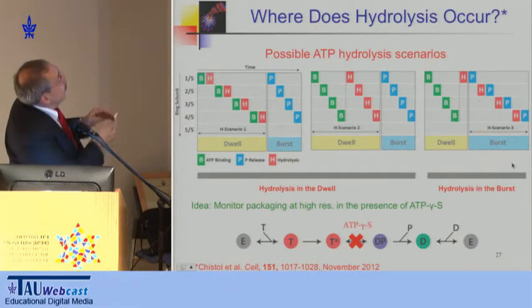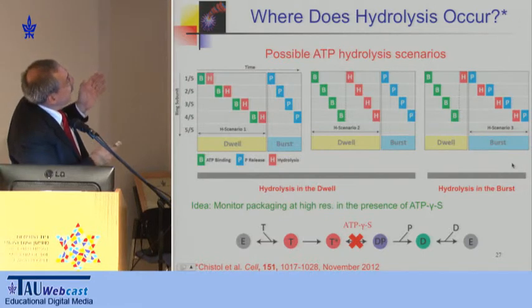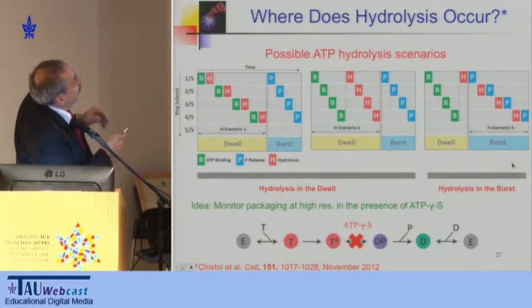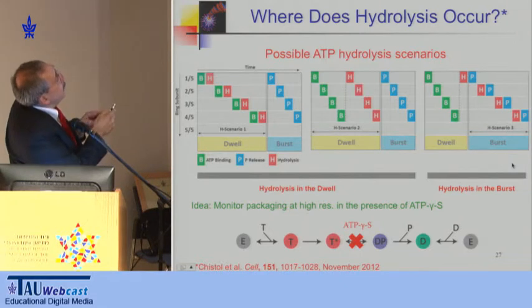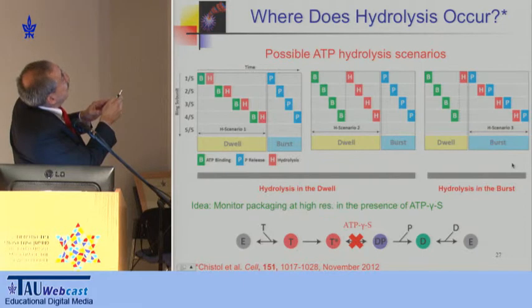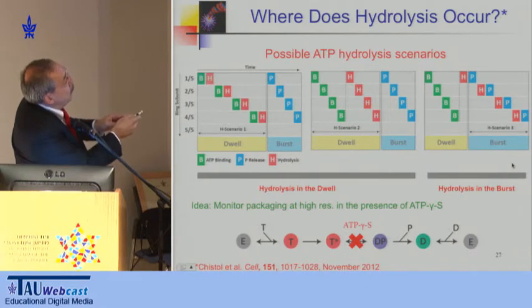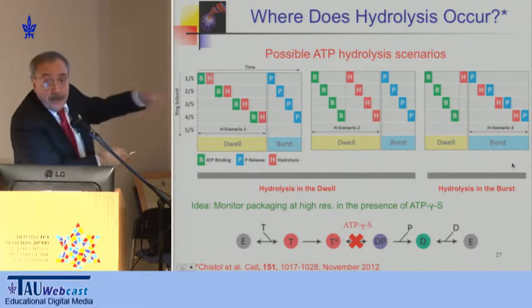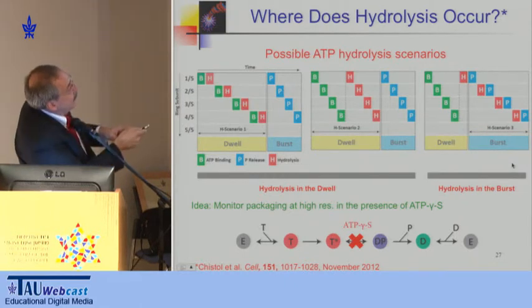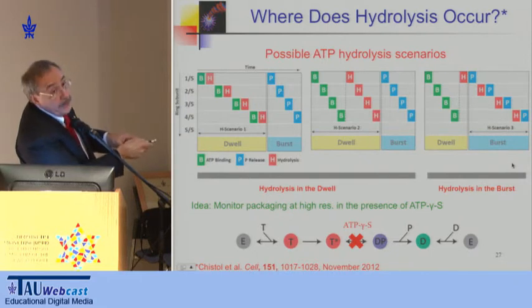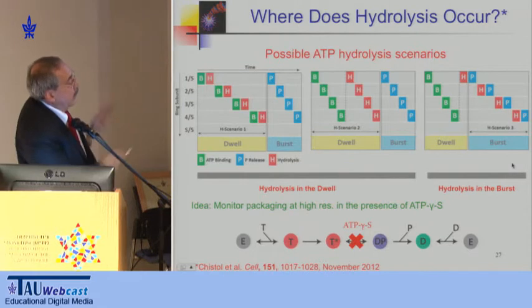So here you can imagine that the hydrolysis can occur in different scenarios. For example, the hydrolysis could occur during the dwell, immediately following the binding of ATP. So you get binding hydrolysis for the first ATPase, then binding hydrolysis for the second, for the third, for the fourth, and then you get phosphate release during the burst and packaging. Or you could imagine that the hydrolysis happens completely segregated from the binding, but also during the dwell. So you get binding, binding, binding, binding during the dwell, and then hydrolysis, hydrolysis, hydrolysis, and then the phosphate release during the burst. Or you could imagine that the hydrolysis actually occurs before the phosphate release during the burst. So can we distinguish between these 3 scenarios? And the answer is yes.